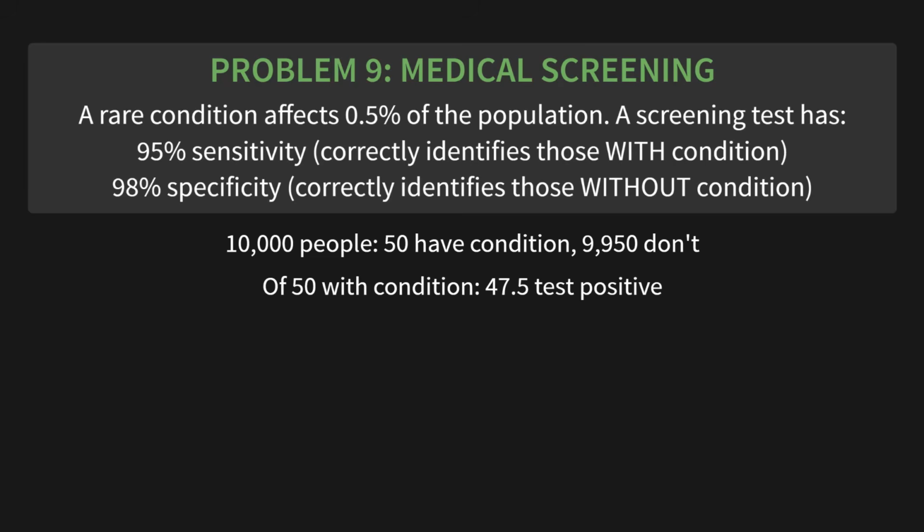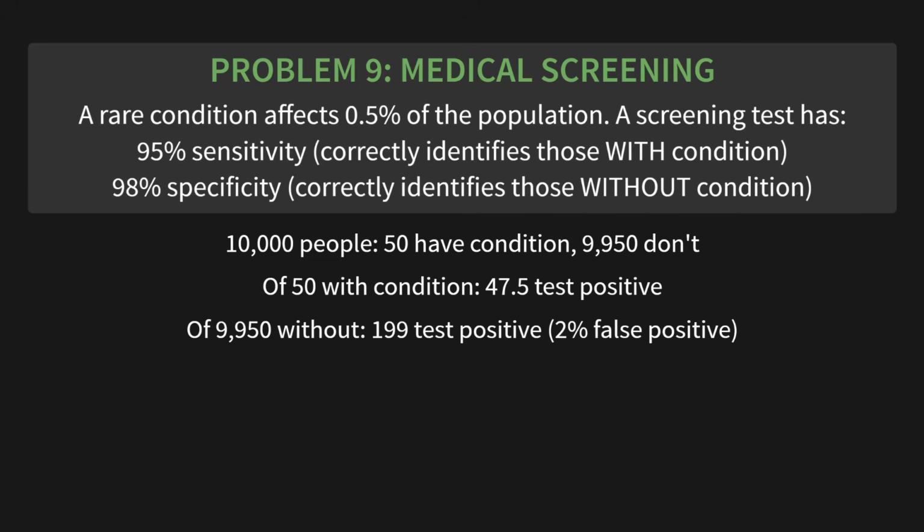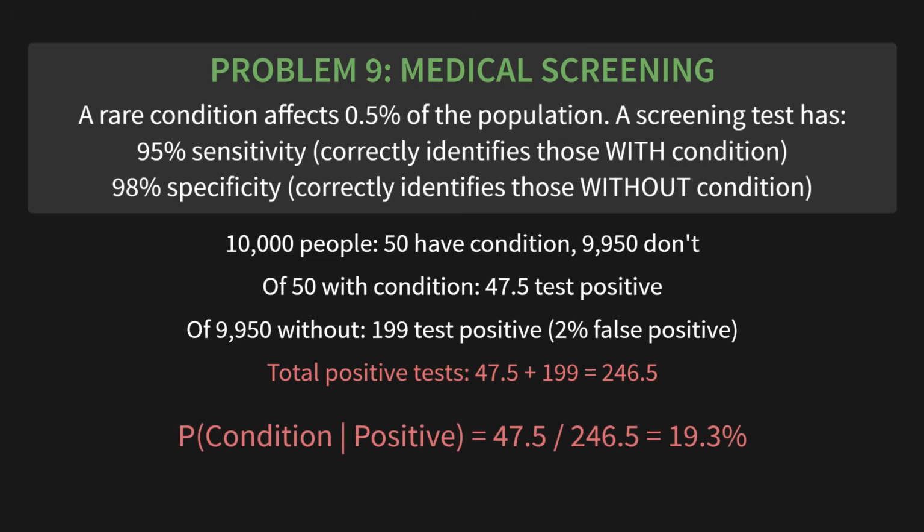Great. But here's the kicker. Of the 9,950 healthy people, about 199 will also test positive. Those are false alarms, our 2% false positive rate. So let's add this up. Total positive tests, about 247 people, but only 48 of them actually have the condition. That means if you test positive, your actual chance of having the condition is only about 19%, not 95%, just 19. I know. This seems impossible.